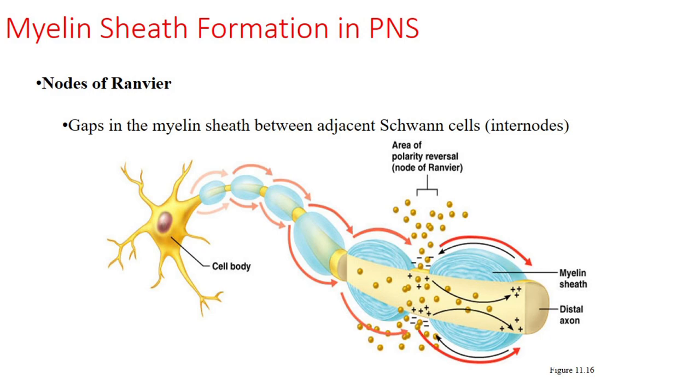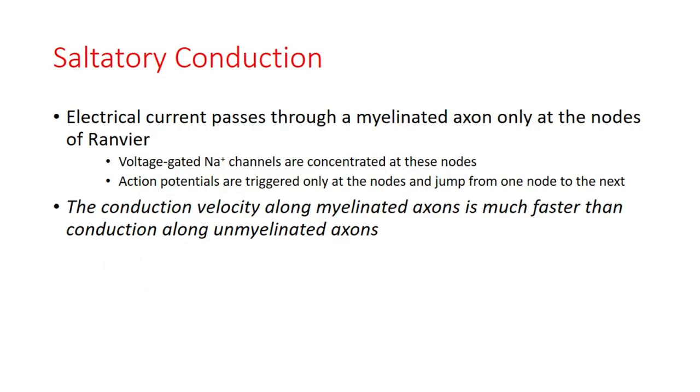And this also allows the signal from the axon to not have to go all the way down the axon in what we call continuous conduction. Instead, the gaps in the myelin sheath between adjacent Schwann cells, the internodes, act as gaps for the signal to jump between, from one internode to another. This type of conduction is called saltatory conduction. And saltatory conduction is much faster than continuous conduction.